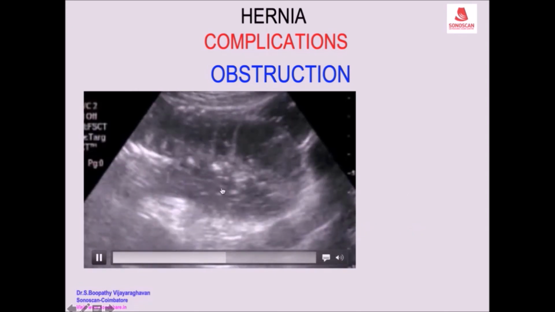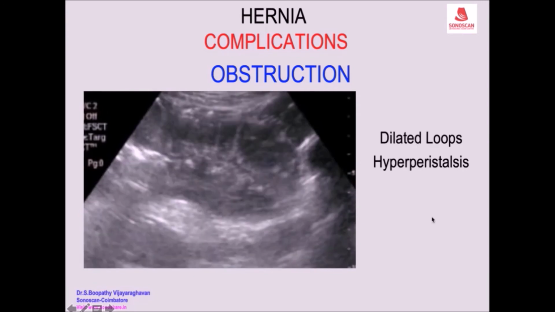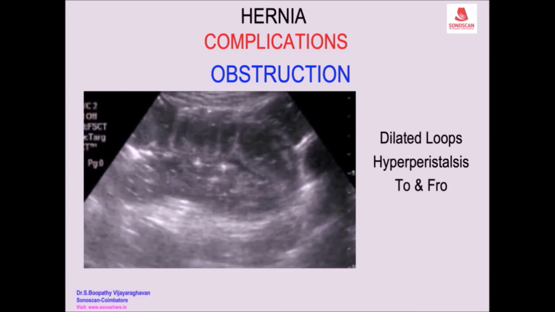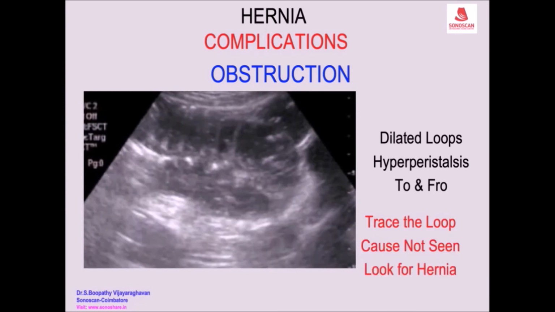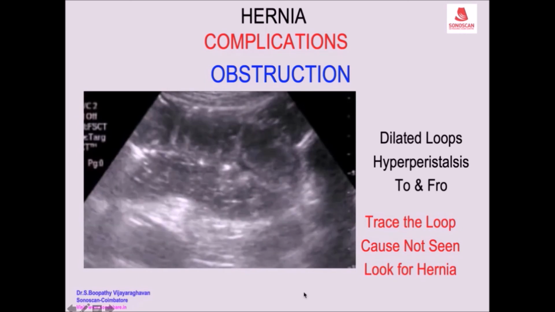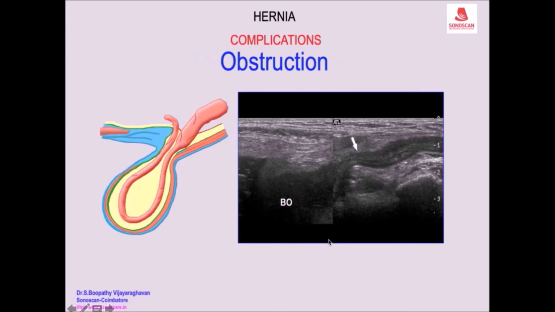small bowel obstruction. You see the dilated loop with to and fro hyperperistalsis, and when you see that, then you trace the loop, and if you don't see any cause, then look for the hernial sites. Now obstruction in the hernia can be to the afferent loop or both.